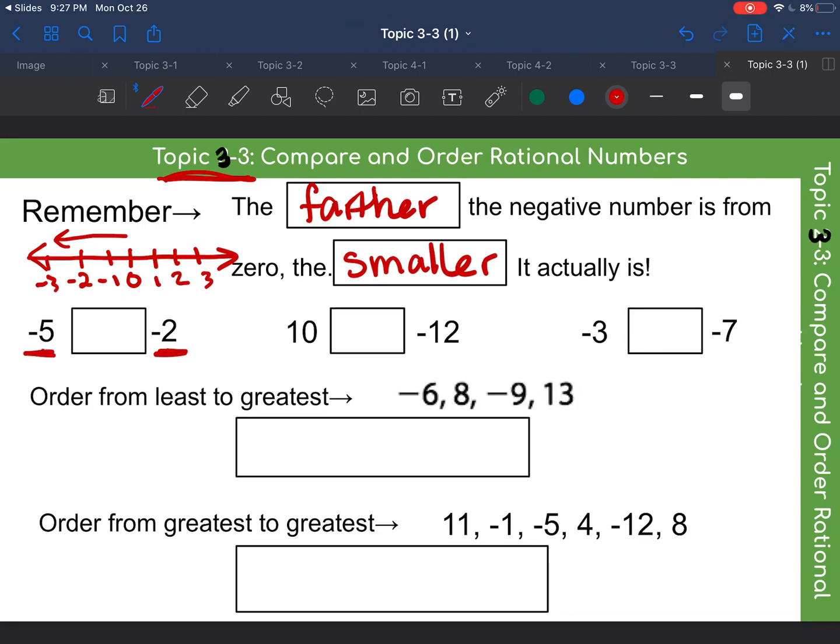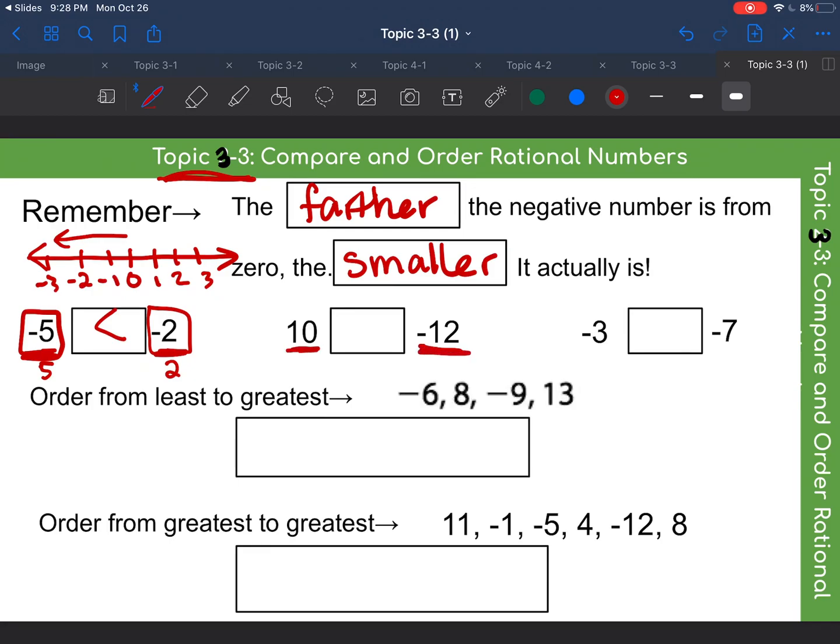So think about the distance from 0. How far away is -5 from 0? It's 5. How far away is -2 from 0? It's 2. So -5 is farther away from 0, meaning that it is the smaller number. So how we would compare these two is -5 is less than -2, because -5 is farther from 0.